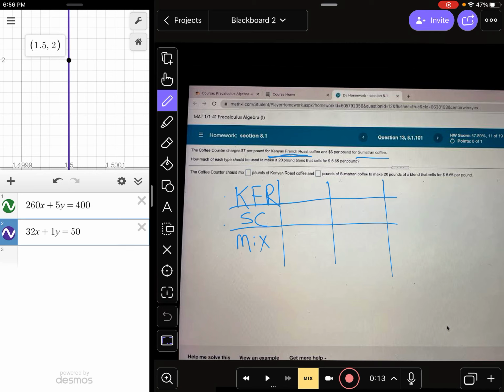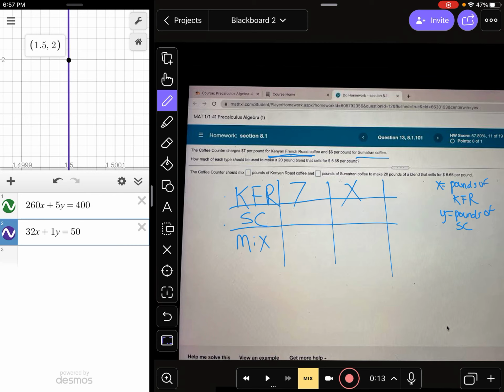For the Kenyan French roast, it said it's $7 per pound. Well, I don't know how many pounds, do I? So I'm going to call that X. I'll label it here, pounds of Kenyan French roast. And Y, by the way, is going to be pounds of Sumatran coffee. I'll just call it SC, Sumatran coffee.